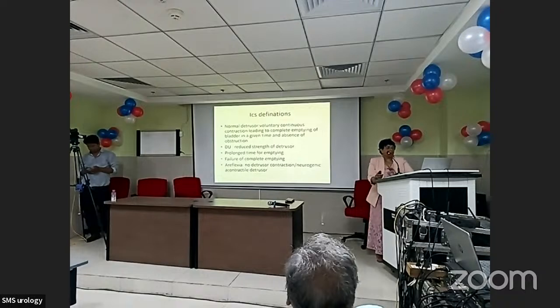Now, what are the possible scenarios which can happen? What is the normal detrusor contraction and what is normal voiding? I told you that the voiding is continuous, it is complete, and in the absence of any obstruction. So the detrusor is contracting completely, it is emptying the bladder completely, and there is no obstruction. This is normal voiding. Then what is DU?